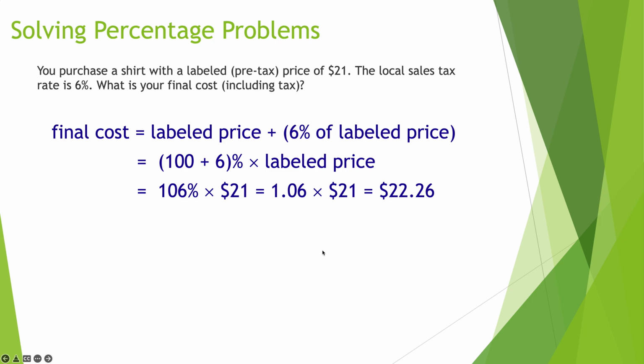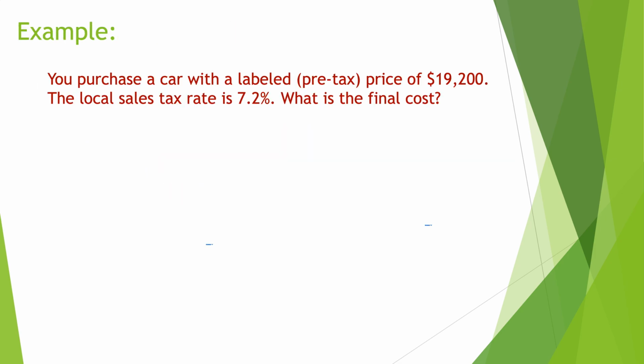So I think it's easier to add 0.06, which is 6%, to 1 than it is to calculate the tax on $21, which happens to work out to be $1.26, and add it to 21. So this is a little quicker and more effective way to do things, something we are hoping you are literate in. Next up, purchase a car with a labeled pre-tax price of $19,200. Local sales rate 7.2%. What's the final cost? Go ahead.